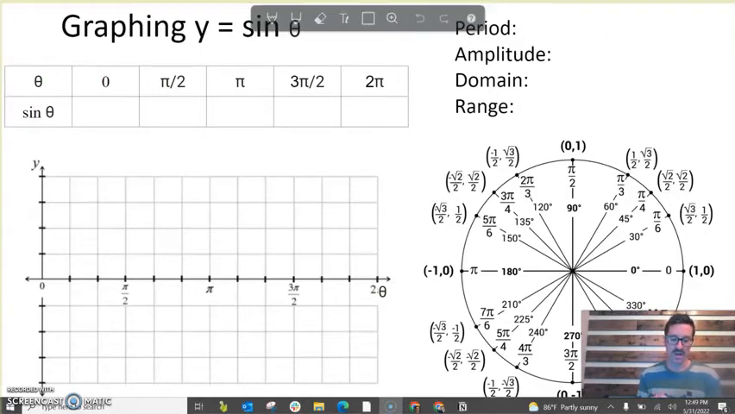Sine forever has been opposite over hypotenuse, which we redefined on the coordinate plane. We said that the opposite side is like the y-coordinate, and the hypotenuse is like the radius. Now, the unit circle is particularly helpful for graphing sine of theta because r is 1. Meaning, anything over 1 is itself. So to graph sine of theta, I just need to look at the y-coordinate for any given angle theta.